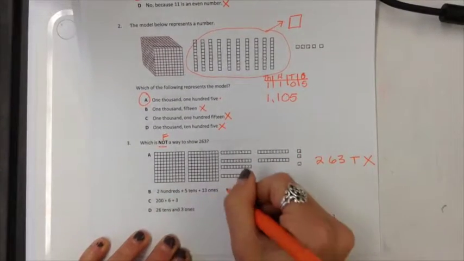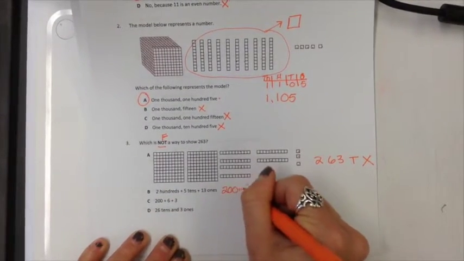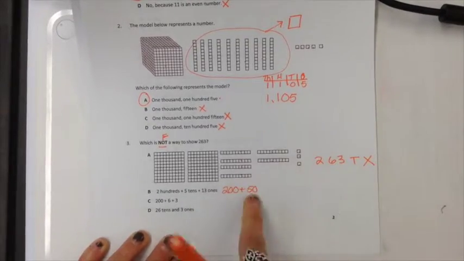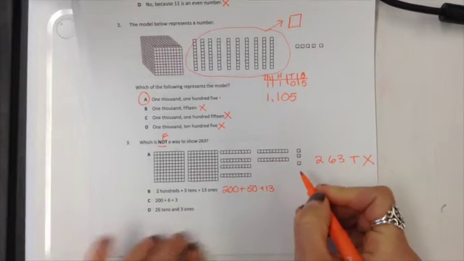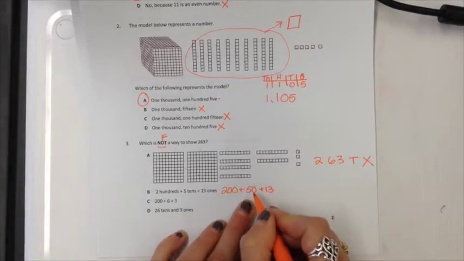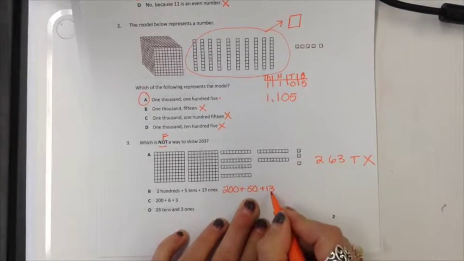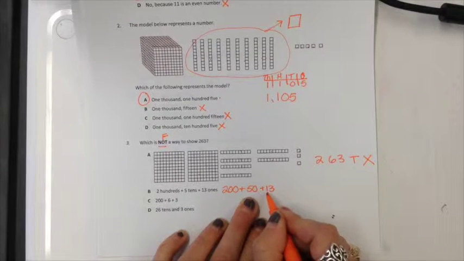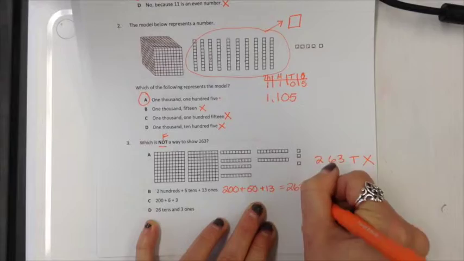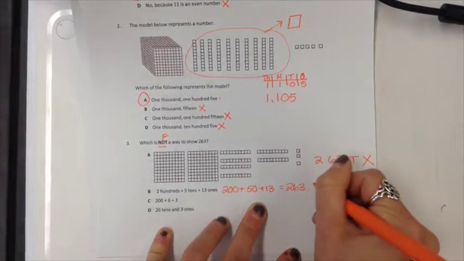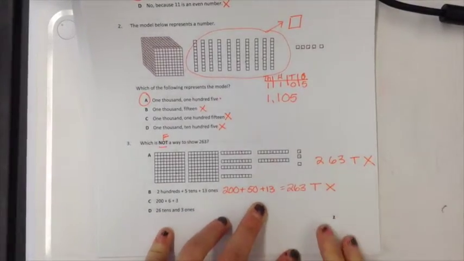B says 200 plus 5 tens. 5 tens is 50. Plus 13 ones. The value would be 13. Well, I know 200 plus 50 is 250. Plus 13. 50 plus 10 is 60. Plus 3 more. This does equal 263. Again, this is true, so it's not our answer.